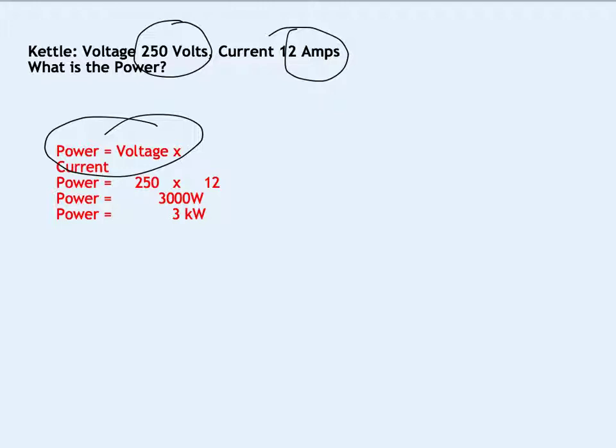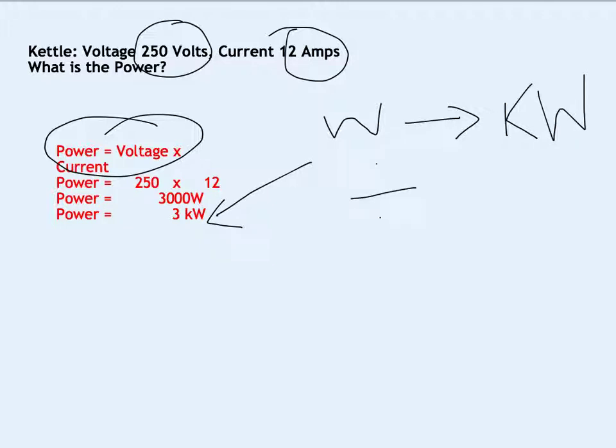Now that's fine, but you could also convert that into kilowatts, and to do that you need to divide it by 1,000. So watts into kilowatts, you divide by 1,000. It is really important that you make sure that this k here is lowercase, it's not a capital K. However, the W is a capital.